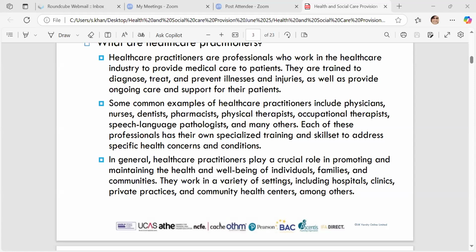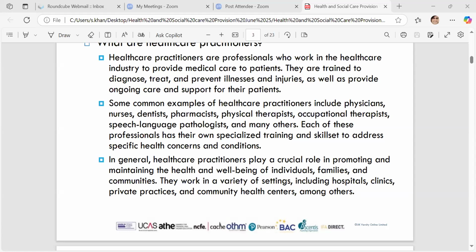It can't just be that you go in and say, oh, you've got this illness. You can't diagnose that unless you've had training and you're an expert in that. It has to be someone who's qualified, a qualified individual, to provide any sort of services to patients.